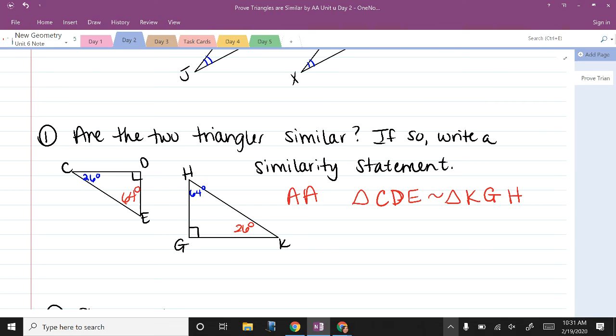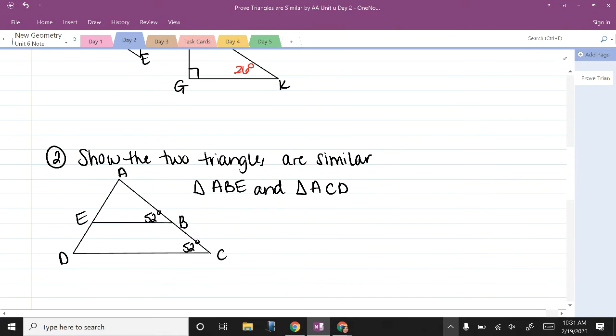So we just did the triangle sum theorem to subtract from 180 to find our missing angles, and then we could see which ones match up. Pretty easy? Okay.